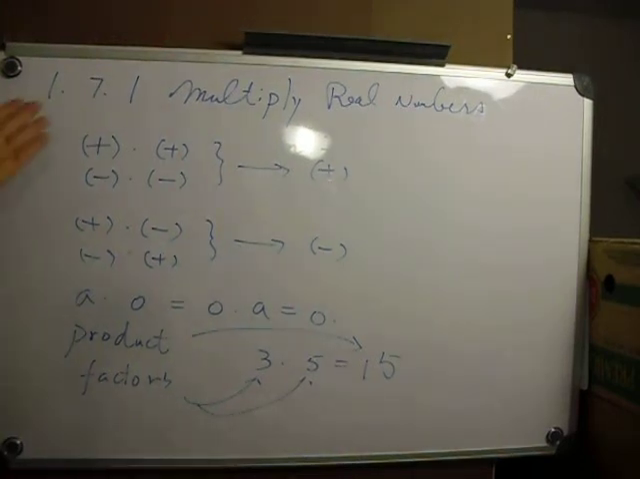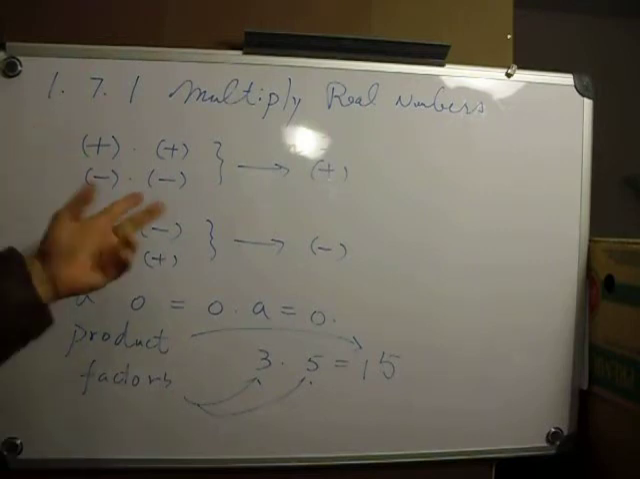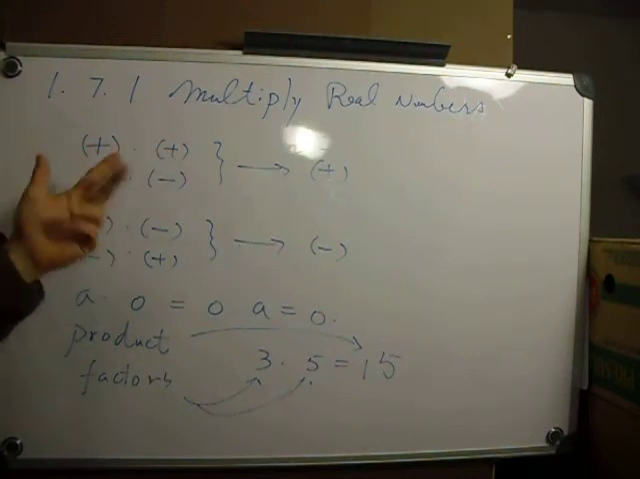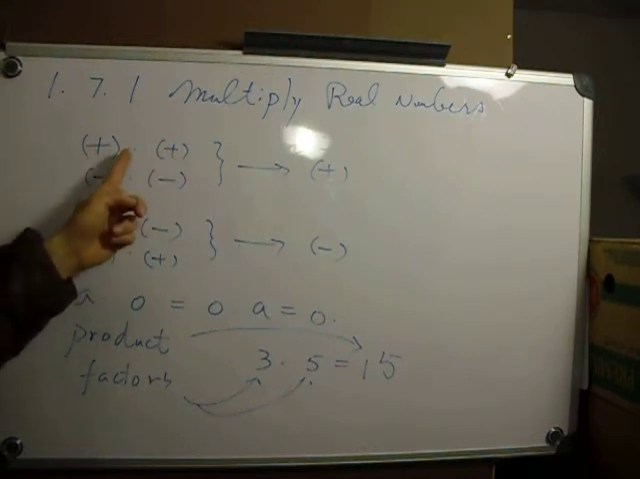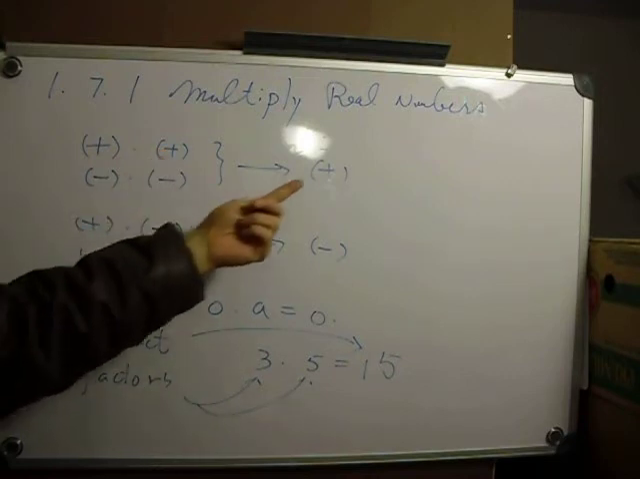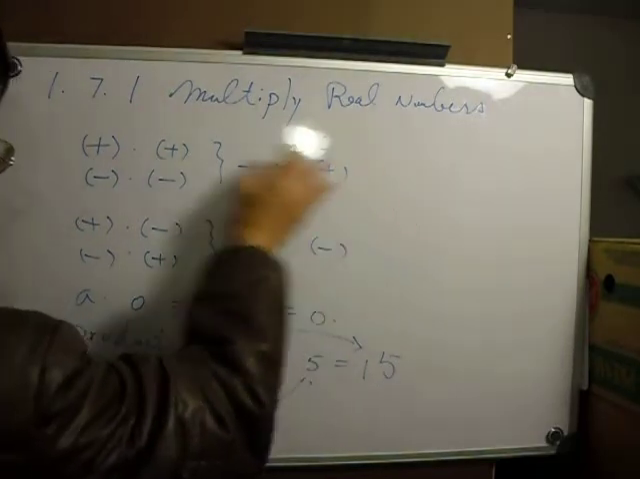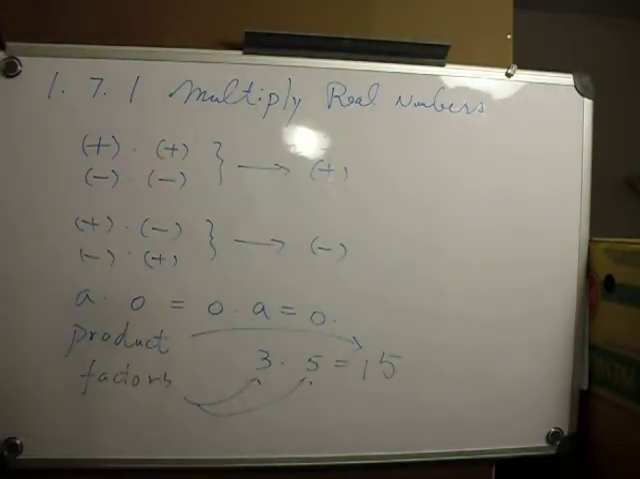In this section 1.7.1, multiply real numbers. First of all, introducing the multiplication rule. Two numbers with the same sign, also called like signs, multiplied together, positive times positive or negative times negative, the result is positive. And the value itself is the product of the absolute values of these two numbers.